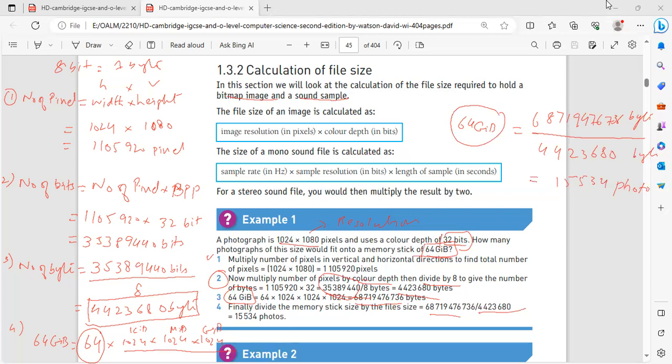Yes, Naima. The fourth step is clear. This one or not? Should I explain again?